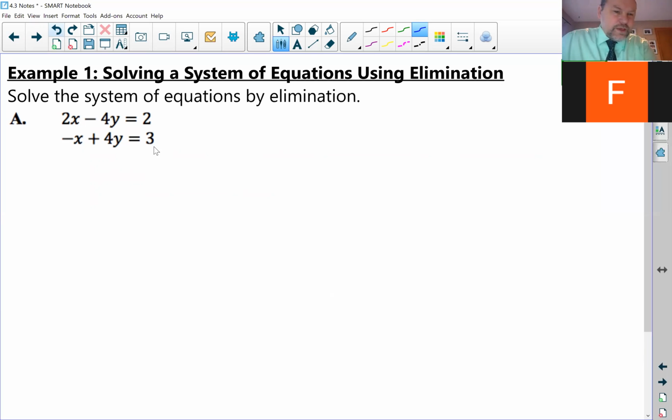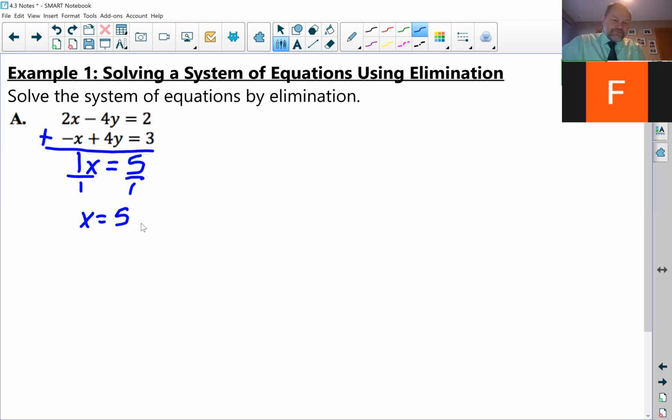So at this point, we can add these equations together. So 2x plus negative x leaves us with 1x. Negative 4y plus 4y, that's 0. 2 plus 3 is 5. And I have the 1 there. We really don't need to divide by 1, but I will show that. So our x value is 5.